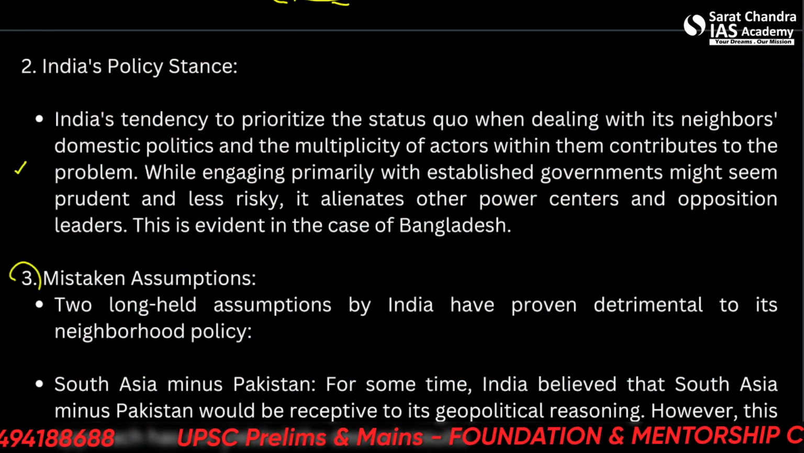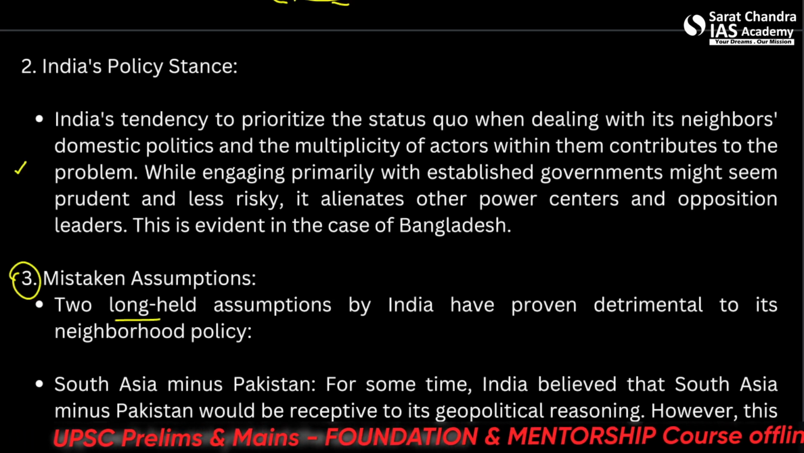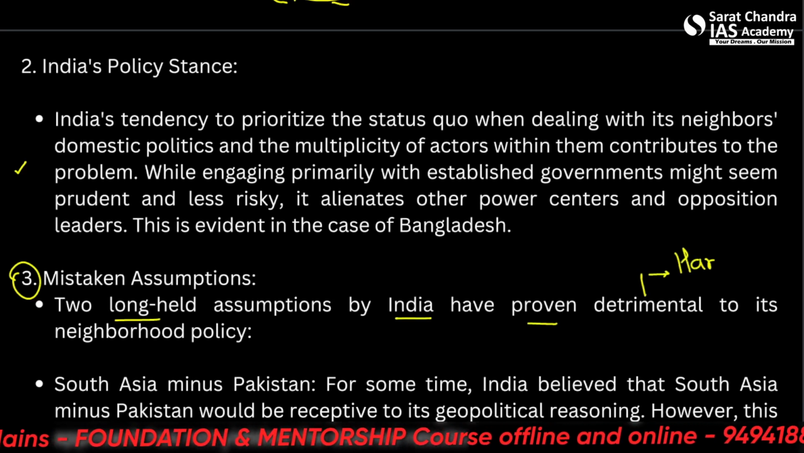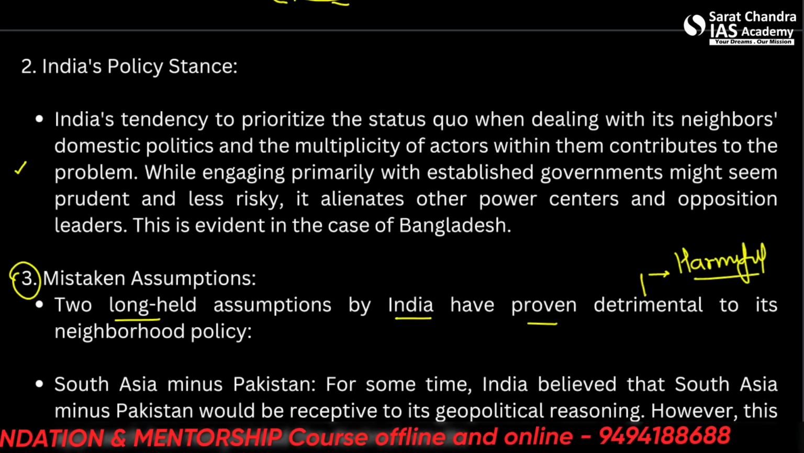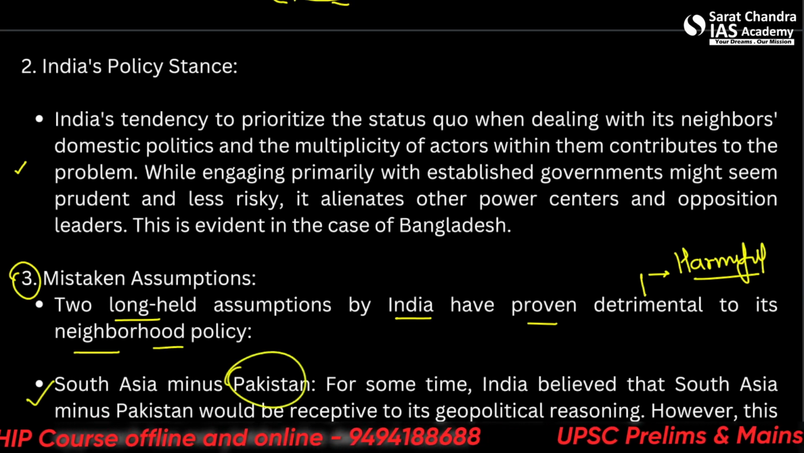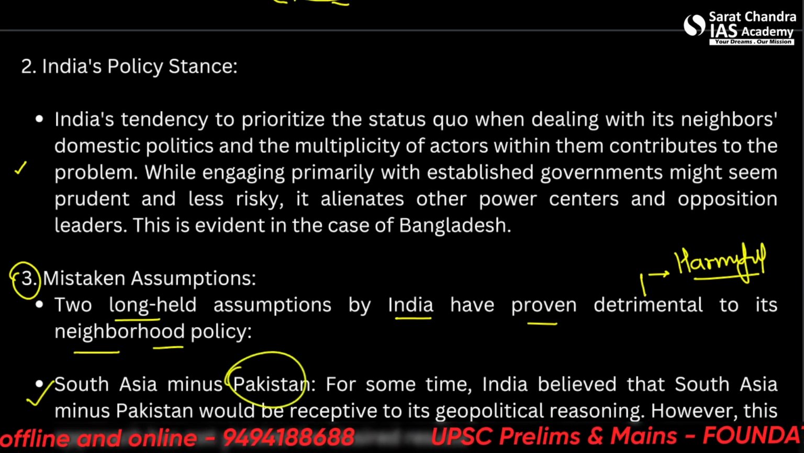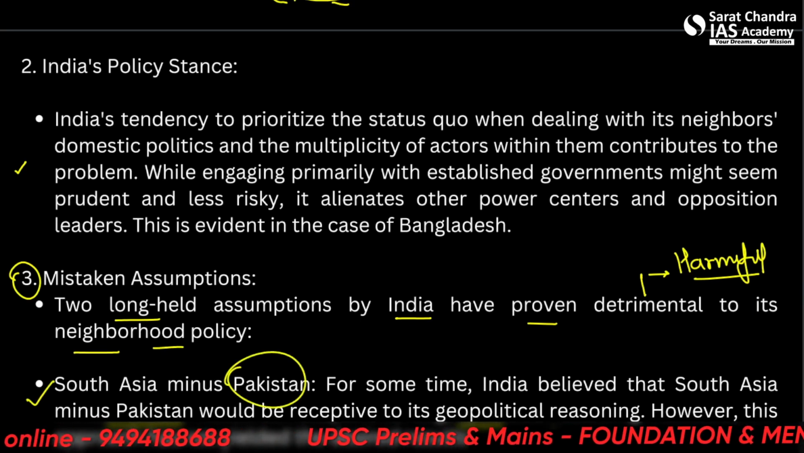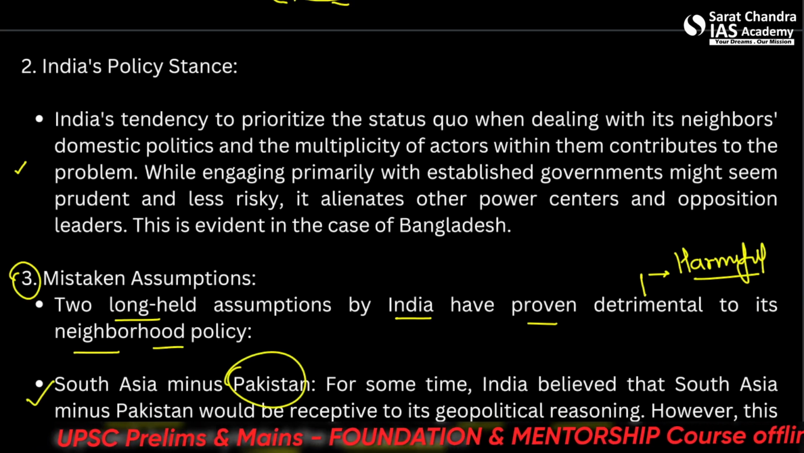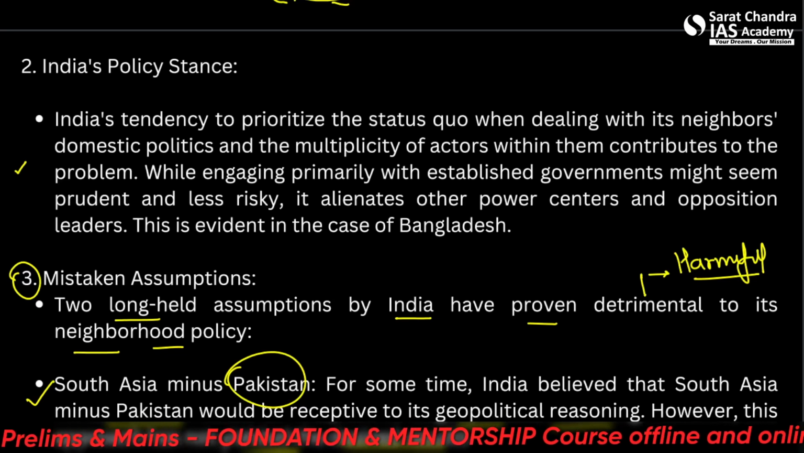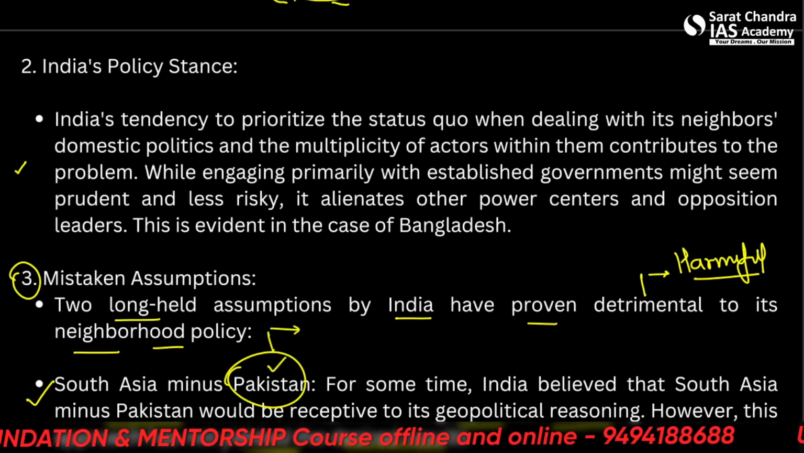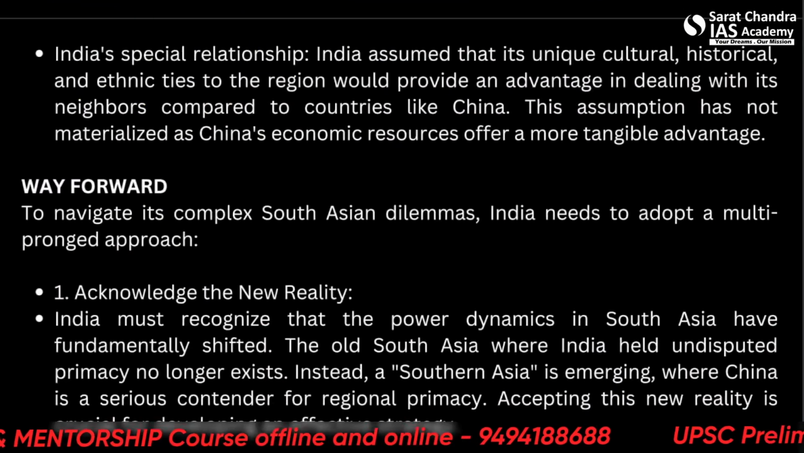Third thing is mistaken assumptions. Too long held assumptions by India have proven detrimental. Detrimental means harmful to its neighborhood policy. One thing is South Asia minus Pakistan. For some time, India believed that South Asia minus Pakistan would be receptive to its geopolitical reasoning. However, this approach has not yielded the desired result. Essentially, India nullified and negated the existence of Pakistan from all its spheres, but this is not very receptive to South Asia.